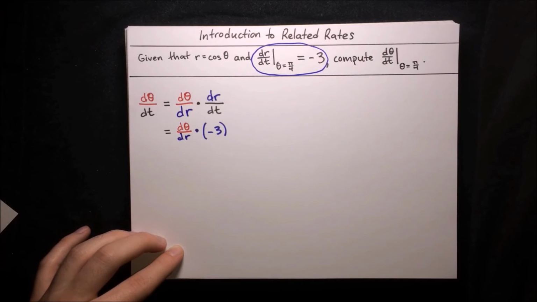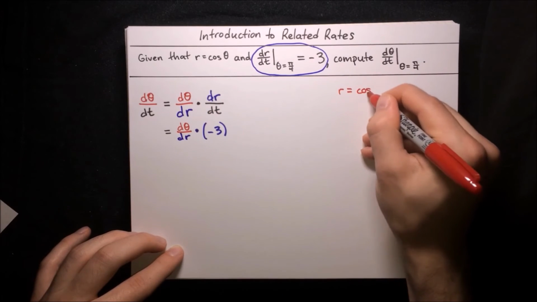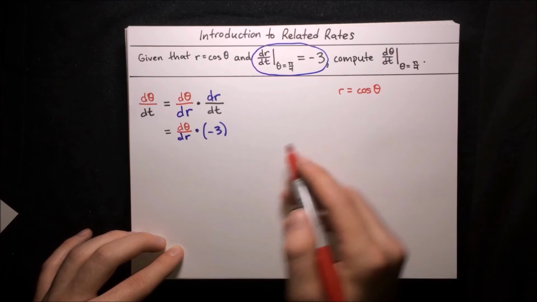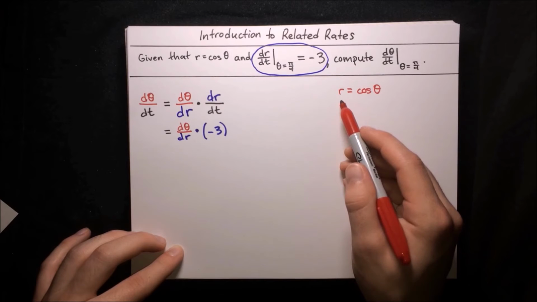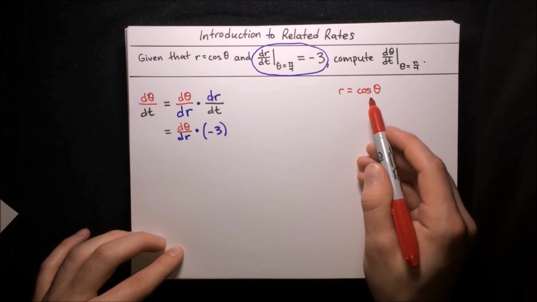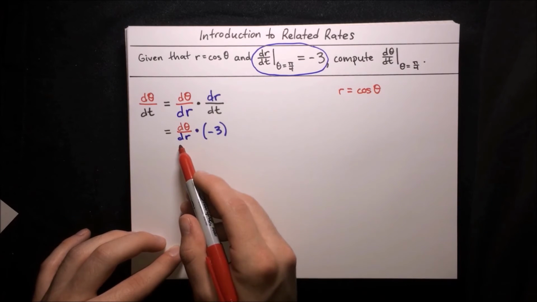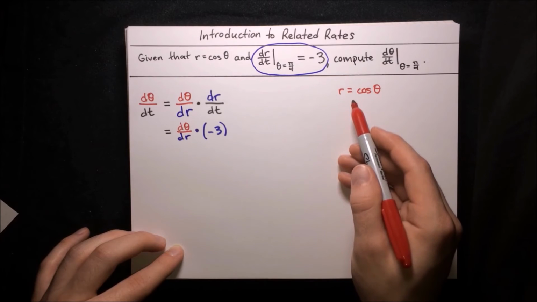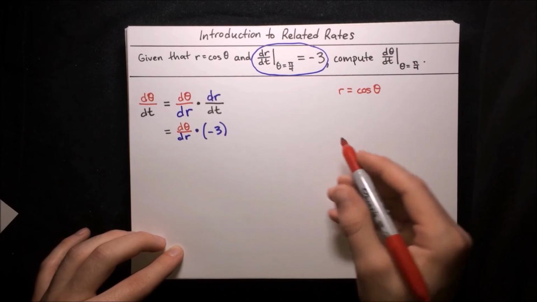We can do that using the equation we're given, r equals cosine of theta. You'll notice that we're looking for d theta/dr, not dr/d theta. If we just differentiate r with respect to theta, that won't be the result we want. We'll get dr/d theta, but we want d theta/dr. There's a very easy way to remedy that. If we get dr/d theta, we can just flip the fraction, take the reciprocal, and that will give us d theta/dr. Again, derivatives are kind of like fractions, and we can work with them the same way.